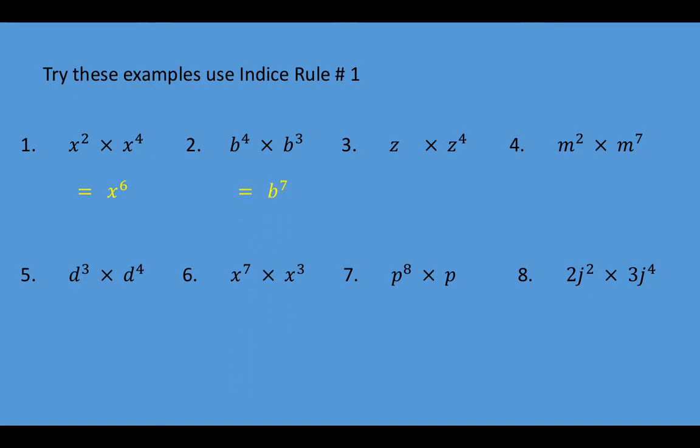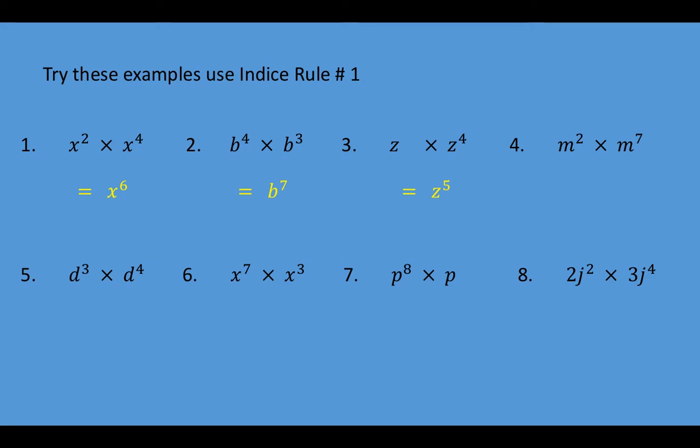Now question 3, we've got a slight difference here. Z doesn't have a power, but if you see z written on its own, you just have to assume that that's to the power 1. So a 1 added on to z to the power 4 is going to give me z to the power 5. And number 4, we've got a squared term and a power of 7.